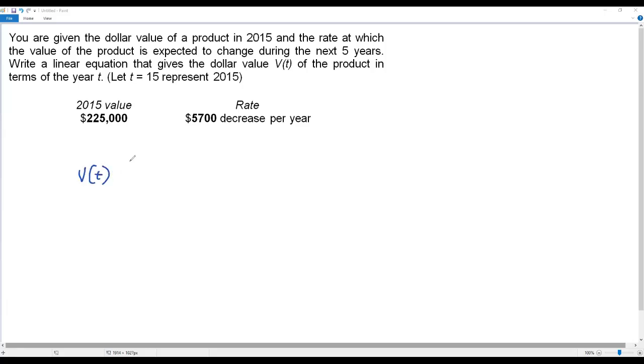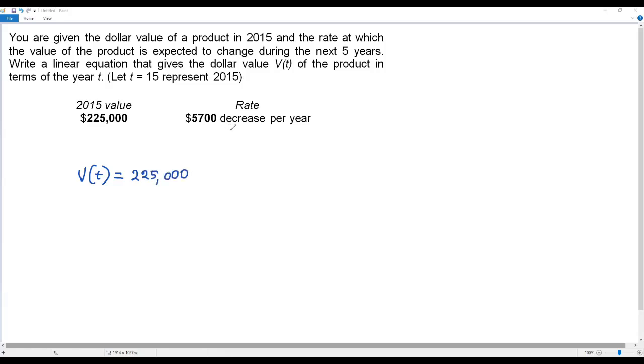Whenever I want to write a linear equation for this kind of problem, first I have to write the initial value of the product. So 2015 is the starting year. The information says the value of the product is expected to change during the next 5 years. Since 2015 is the starting year, the value we have for 2015 has to be considered as the initial value. So the initial value is going to be 225,000. Let me write this over here.